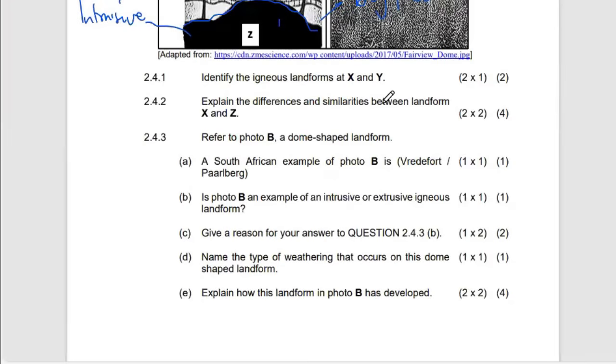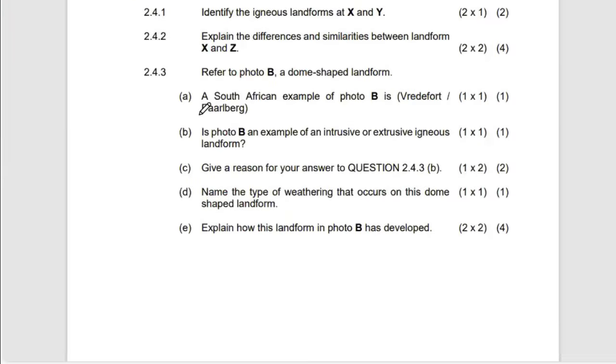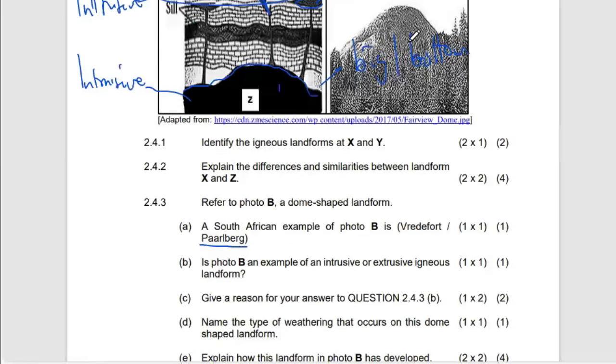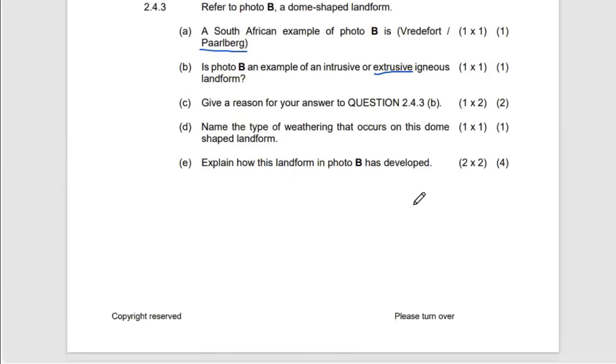Right. Then it says, refer to photograph B. Is photo B a dome-shaped landform? South African example of photo B, where do we find such an example of this typical dome-shaped landform? It is in Paarl, where we have the Paarl Rock. Is photograph B an example of intrusive or extrusive igneous landforms? We are saying, is it intrusive or extrusive? In this instance, it's now extrusive in the sense that it's now exposed. Why? Give a reason.